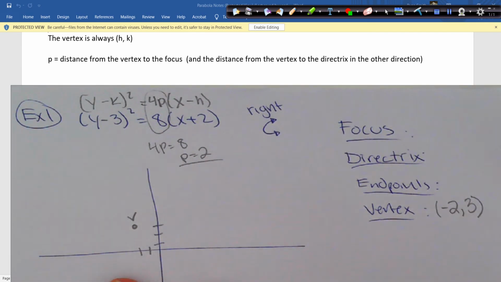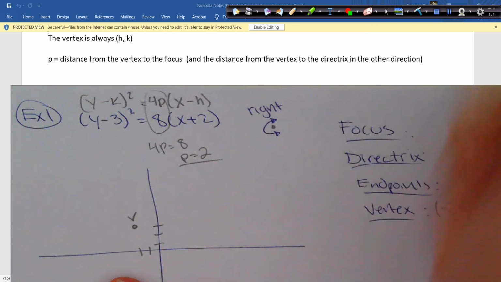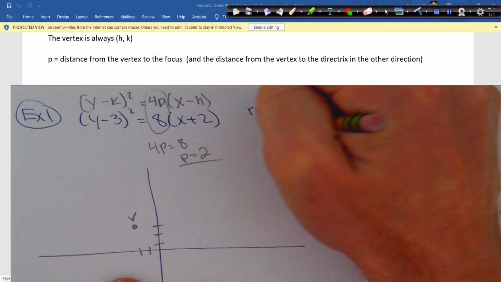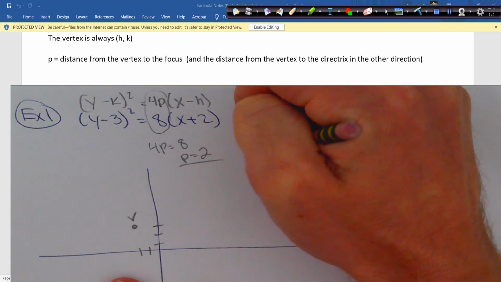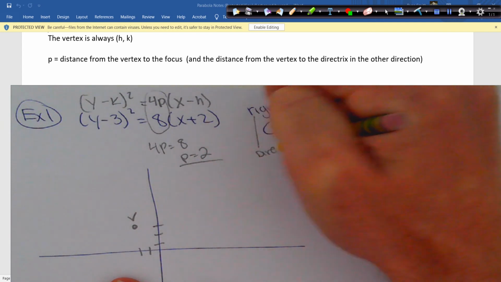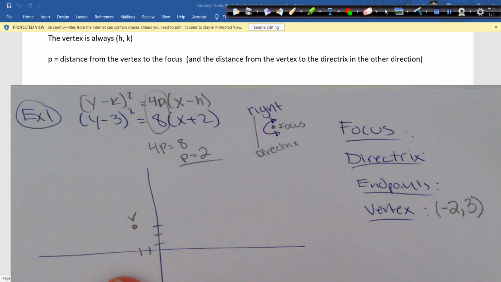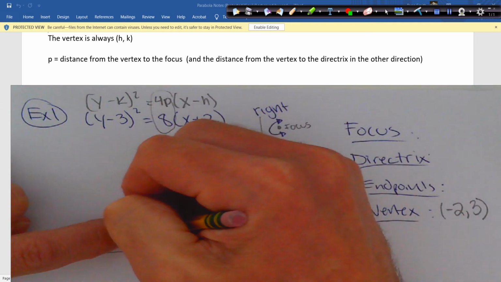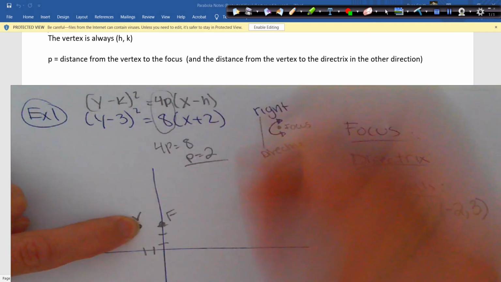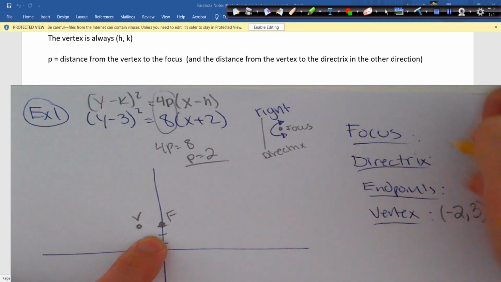In a graph, this point right here on the inside is called the focus, and there's a line back here, and the line is called the directrix. So the focus is a point on the inside of the parabola, and the directrix is a line behind. Since I know it's going to the right, I'm going to go from the vertex 2 units, 1, 2 to the right, and there's my focus, and it's at 0, 3.